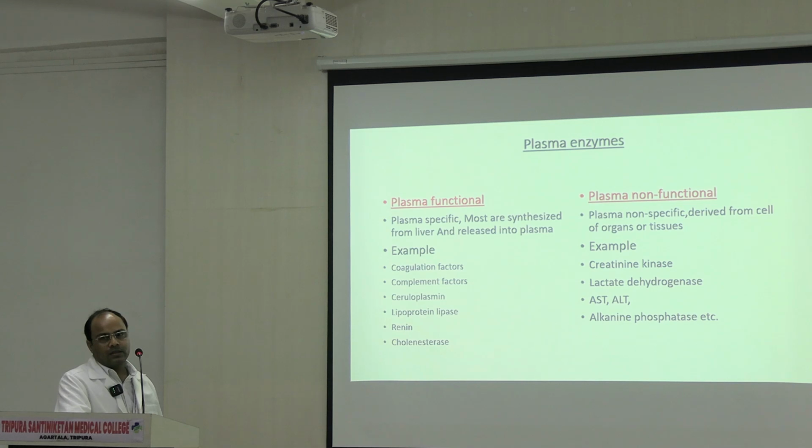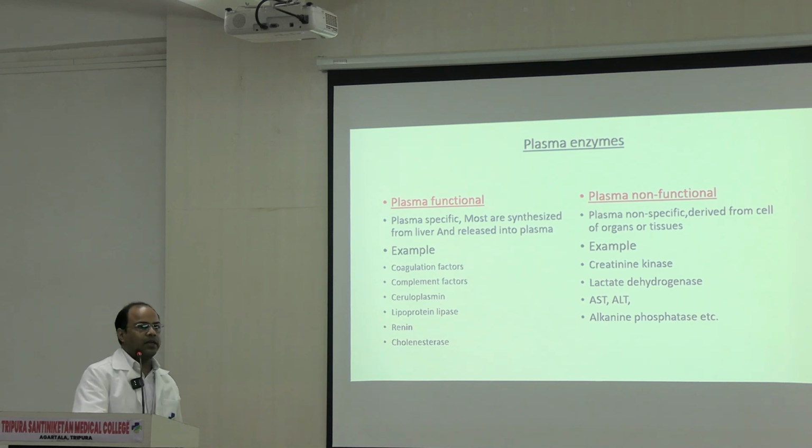Next, lipoprotein lipase. This is the enzyme present in aorta, thoracic aorta, abdominal aorta. They are anchored in the aortic wall. Next, renin. Renin is secreted from the juxtaglomerular apparatus of the kidney. The function of renin is to convert angiotensinogen to angiotensin.